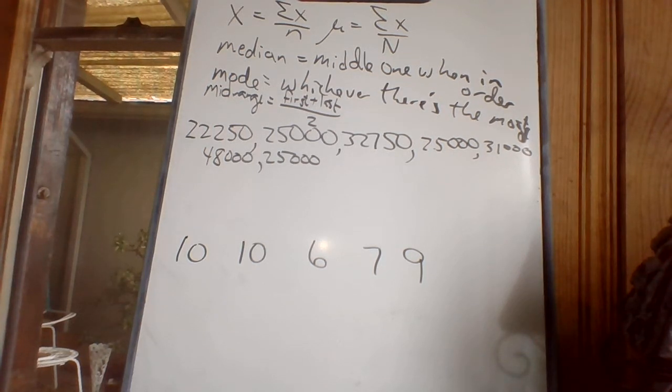Okay, so here we are. Now we're really in chapter 3, and we've got to do the mean, the median, the mode, and the mid-range.